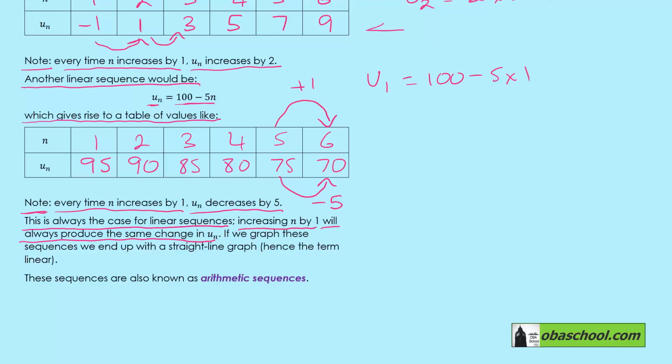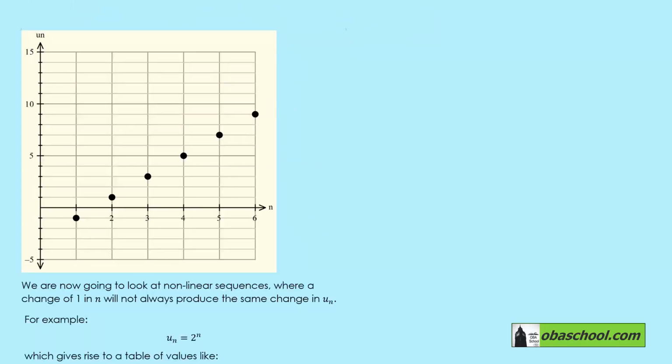In the first case, un went up by 2. In the second case, un went down by 5. If we graph these sequences, we end up with a straight line graph, hence the term linear. Note, these sequences are also known as arithmetic sequences. So here we have the graph of un is equal to 2n take away 3. So we've plotted the points from the table of values, and note how they lie in a straight line.